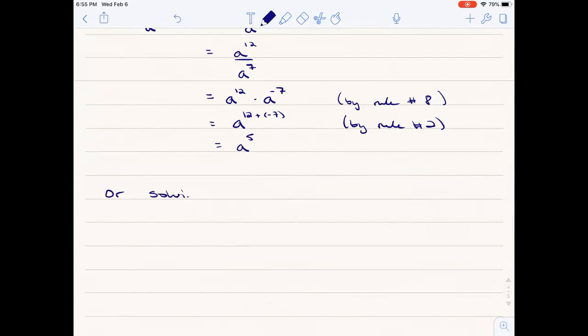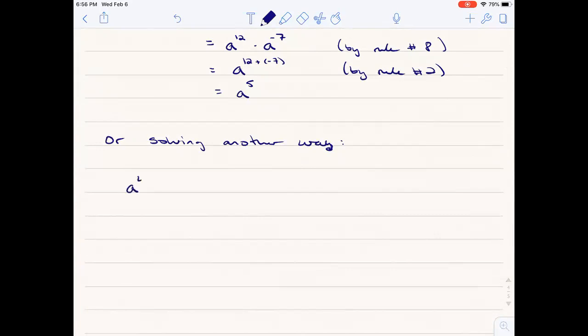Or solving another way, just to introduce you to a couple of ways, and then just pick the one that makes more sense to you, right? So always kind of do whatever comes easiest. So another way that we could simplify a to the power of 4 times a to the power of 8 over a to the power of 7, like I said, is just to bring up that a to the power of 7 right away. So then we have a to the power of 4 times a to the power of 8 times a to the power of -7. And that's by rule number 8.